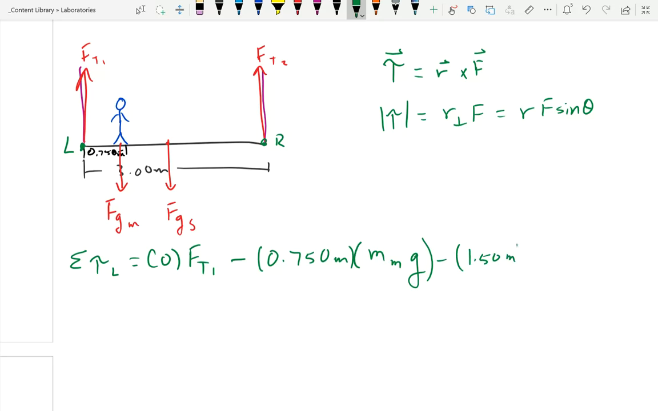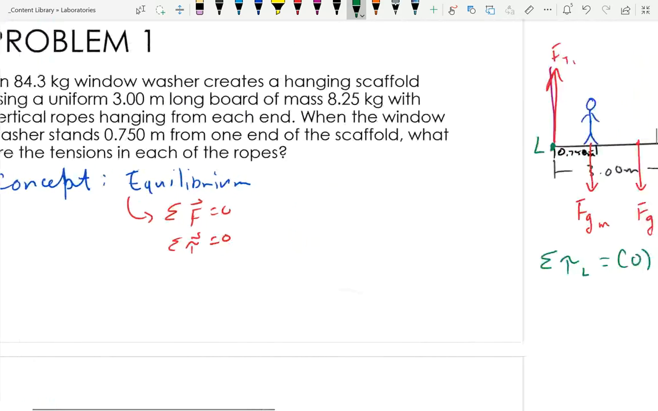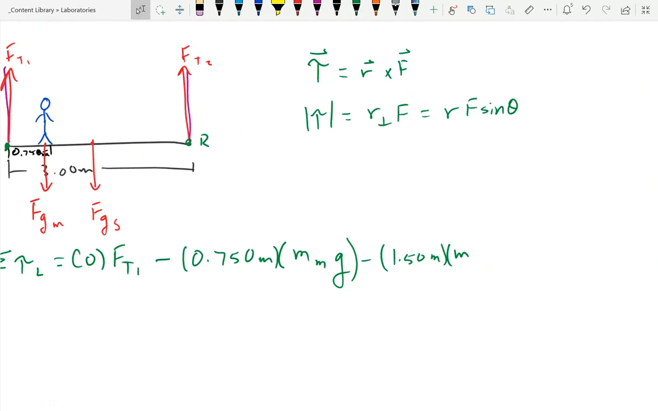The distance is 1.50 meters. Why is it m g? Mass of the man, or mass of the painter, since I don't think I was gender specific here. This is the mass of the scaffolding times g.